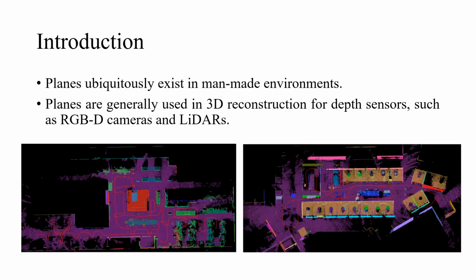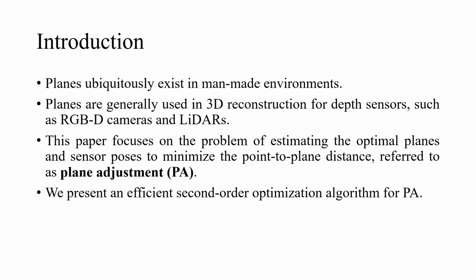Planes ubiquitously exist in man-made environments, so planes are generally used in 3D reconstruction for depth sensors such as RGB-D cameras and LiDARs, as demonstrated by the following examples. This paper focuses on the problem of estimating optimal planes and sensor poses to minimize the point-to-plane distance, referred to as plane adjustment, or PA.